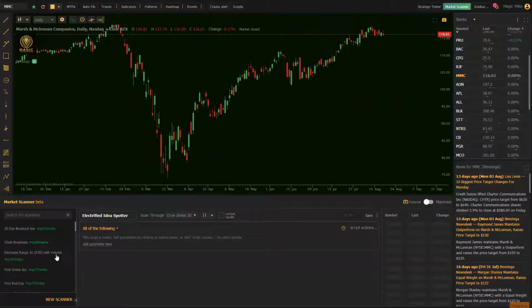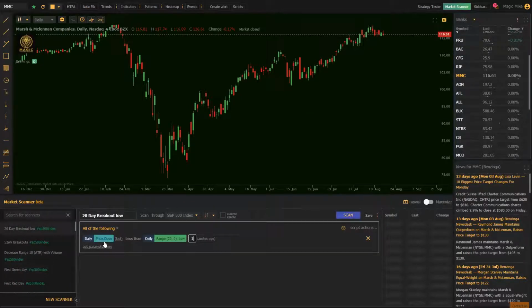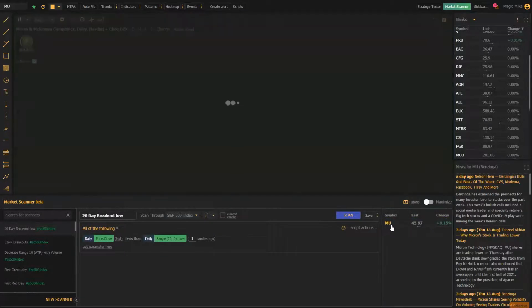But anyway, market scanner. This is something that you guys can play with. You can set parameters for the scanner. Just to give you a little example here, let's say here's a 20-day breakout scanner. You set the parameters, they're already preset, you can save them. Let's say I want it to scan the S&P 500 index for maybe a 20-day breakout low. And I hit scan and voila, there's one stock that comes up and that's MU.